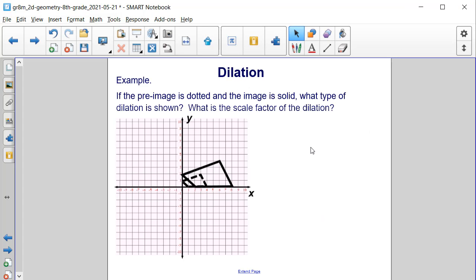Here's an example of a dilation. If the pre-image is dotted and the image is solid, what type of dilation is shown? What is its scale factor? Well, if the pre-image is this smaller shape that's here, and the solid figure represents the image, then we have an enlargement.